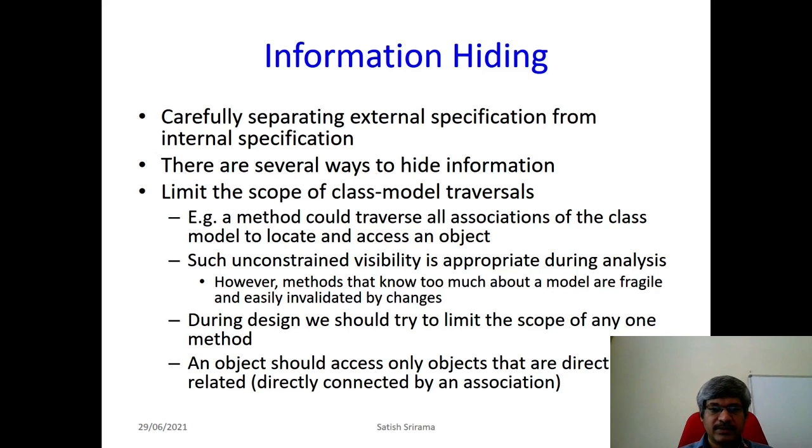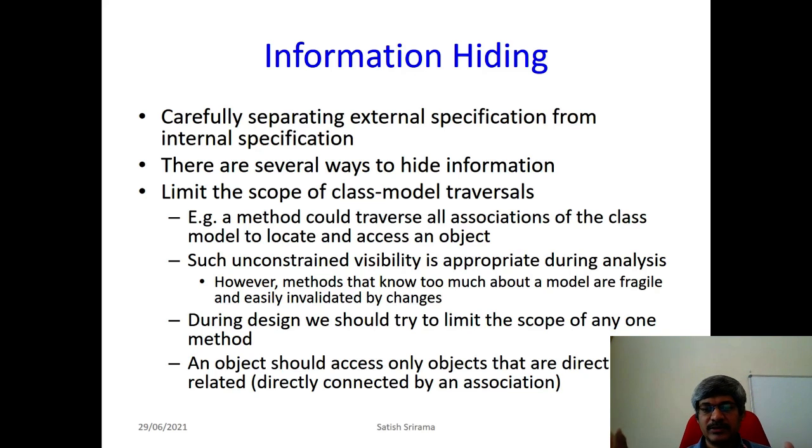Say, for example, there is one method which could traverse several associations of the class model to locate and access an object. For example, object 1 wants to access object 2, which is of a different class type, but it is using several associations. It goes through class 1, class 2, class 3, class 4. Eventually that object is of class 4, and that's how it is accessing it. This is a very bad approach actually.